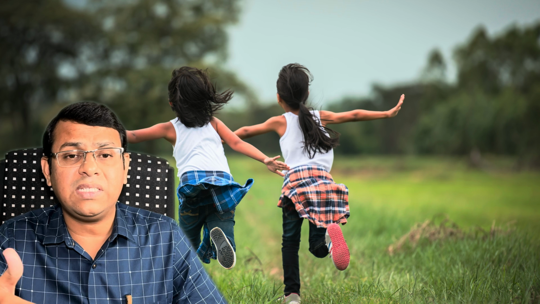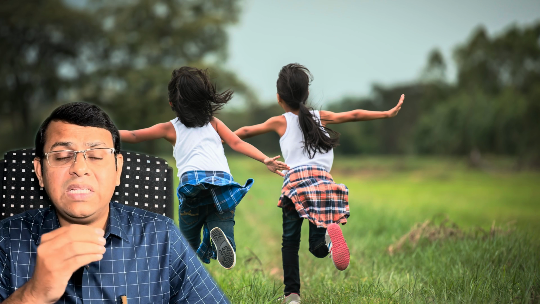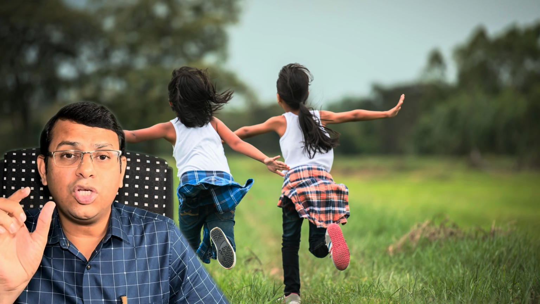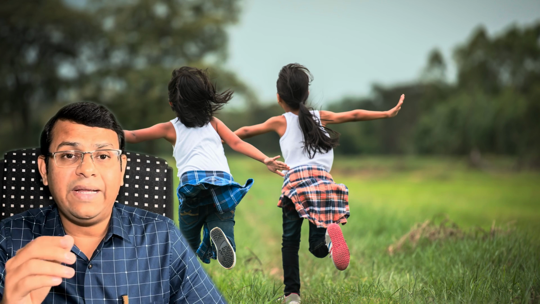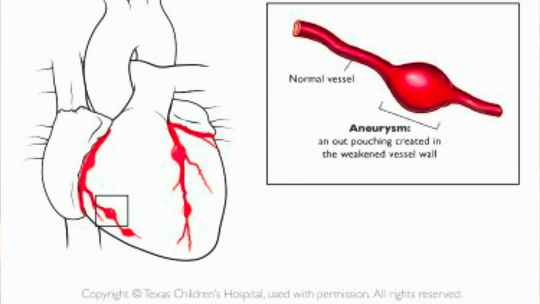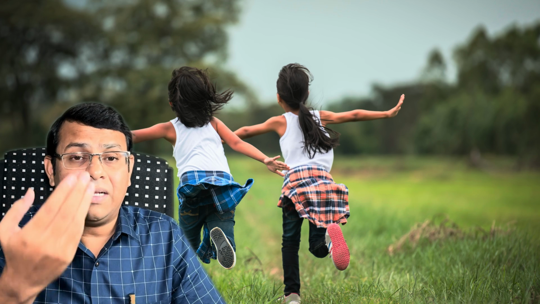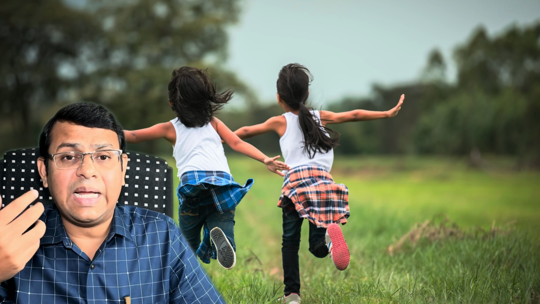So all these are symptoms of the disease, but the more dangerous problems, that is destruction and damage to the blood vessels, happen 1 to 4 weeks following this illness, and it starts with damage to the blood vessels supplying the heart, that is the coronary arteries. They may get damaged, dilated, become enlarged. There may be outpouchings called aneurysms. The blood may clot. This can result in heart attack and even sudden death.